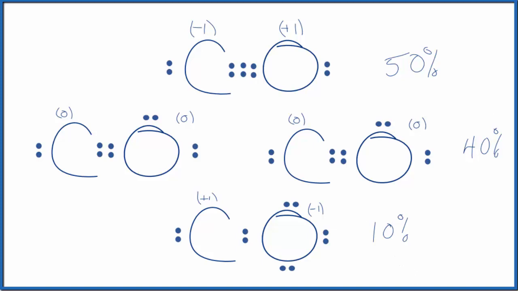So these are the resonance structures for carbon monoxide. If you're in a general chemistry class, they're going to expect you to do this one. But do understand there are other resonance structures, and there are reasons for that.